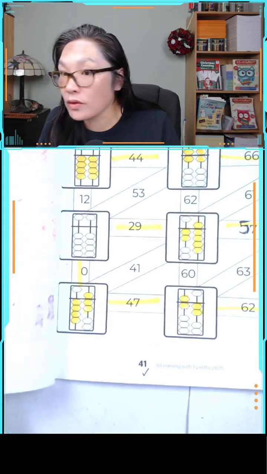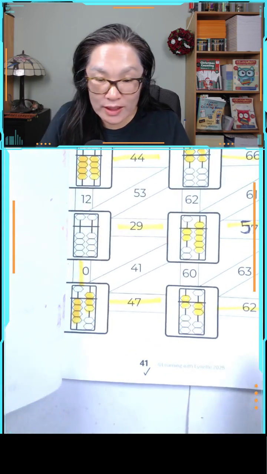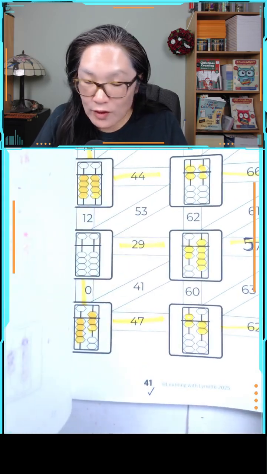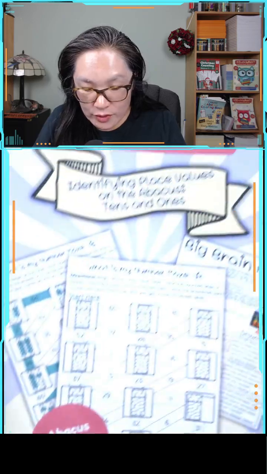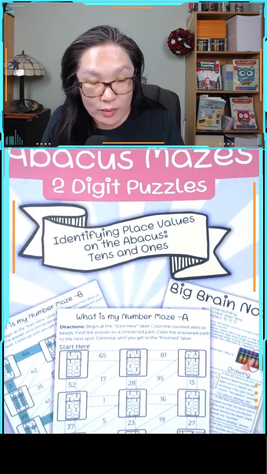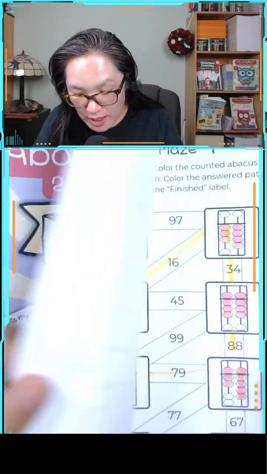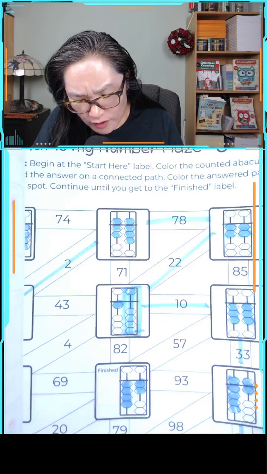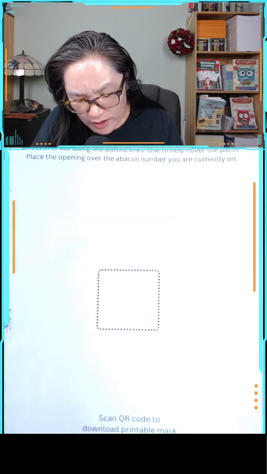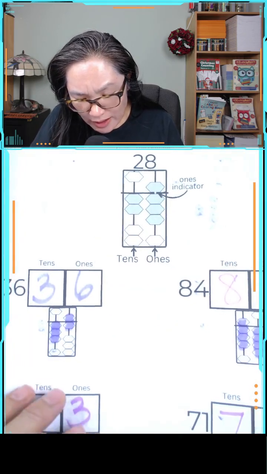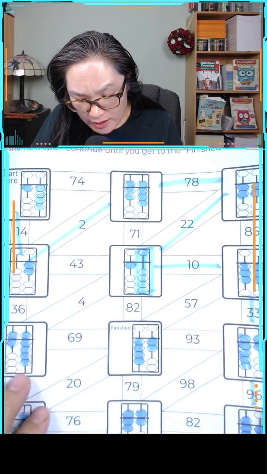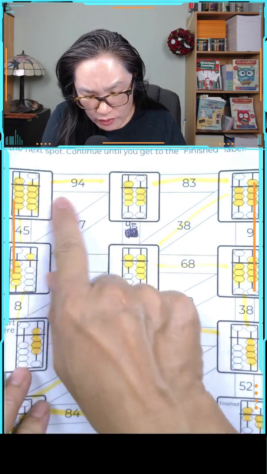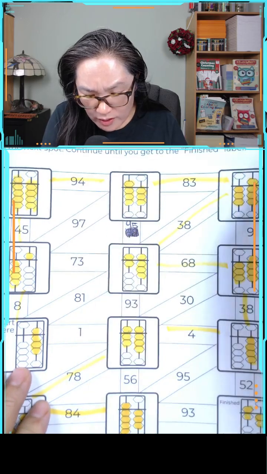So let's do a little review. Let me do a flip through of what it is. This is a 2-digit maze book, and this 2-digit maze book is talking about the tens and the ones. This is probably really good for kindergartners and first graders, maybe even second graders. The idea is to understand how to read the abacus, and that's what we just did, understanding what the numbers are.